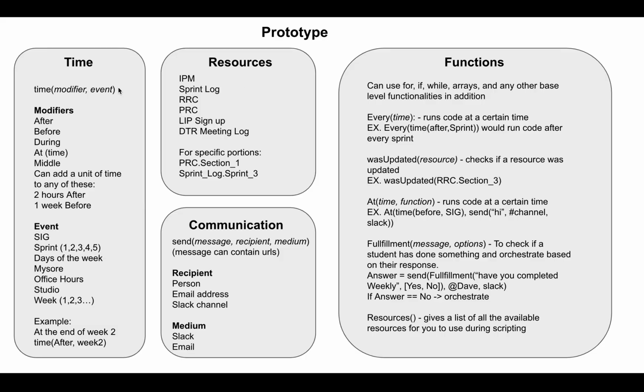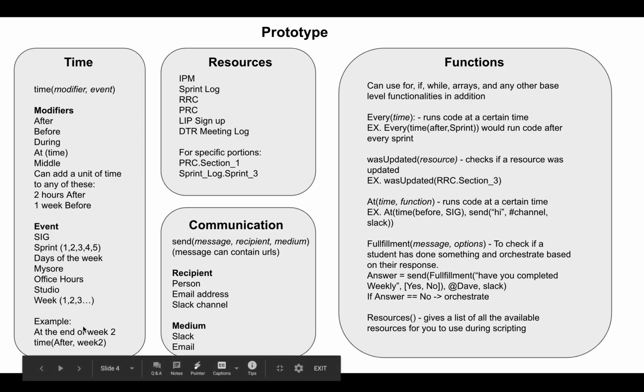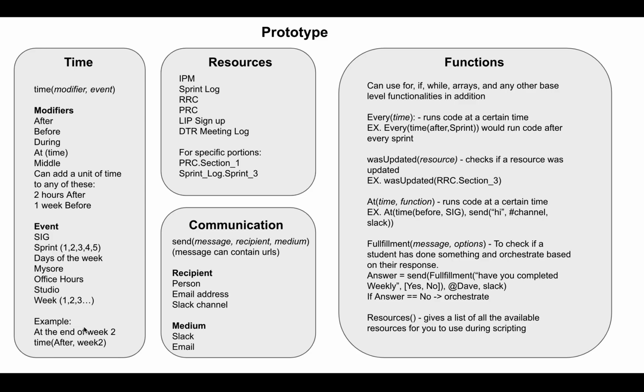This is the final prototype with 4 components: a time component, resource component, communication, and a set of functions. So the time component allows you to input a modifier that can be specific up to the hour, so 2 hours before or after something, and then it includes all DTR events such as different time frames or different weekly meetings, allowing you to be super specific with when these things happen and when you can check up on things.